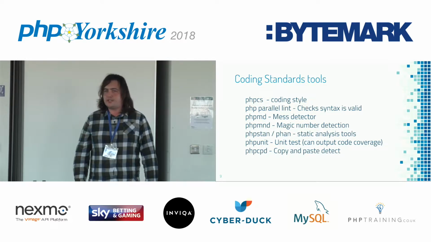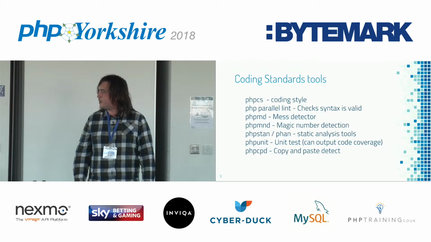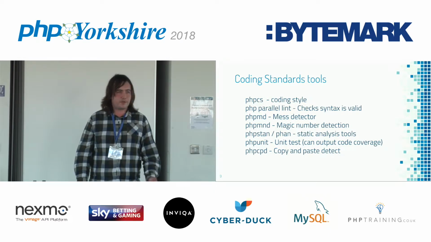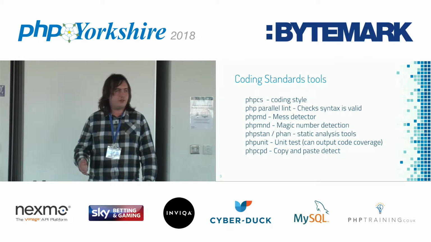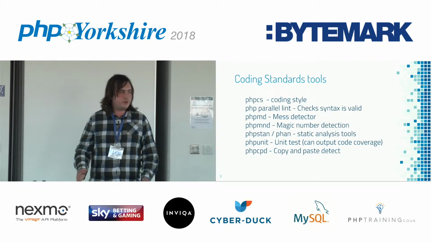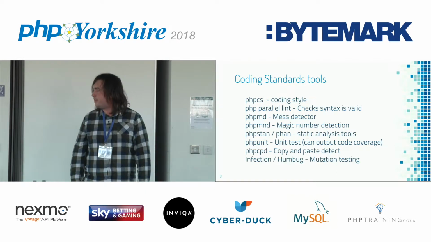PHP copy and paste detector. So if you've got a class and you want to do something quite similar to what that class does, the standard way to do that is just copy that file and change a little bit. And then in 6 months' time, when there's something that affects one of them, you fix it in the one, and then there's another bug because it also affects the other one. So this stops you just randomly copying and pasting code. It makes you refactor and reuse your code, which is what you should be trying to do.